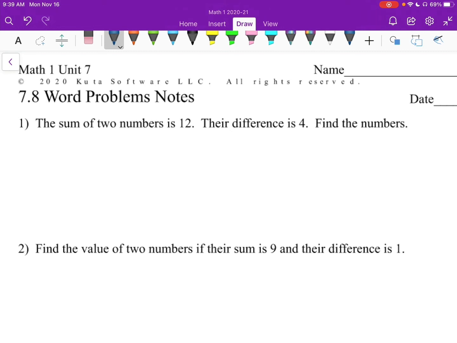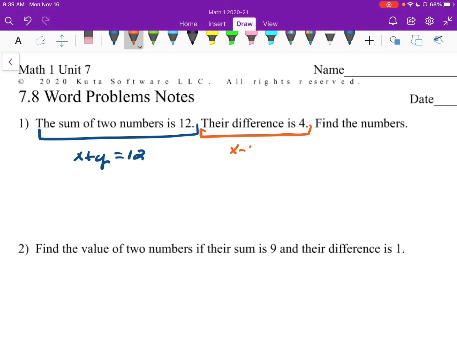All right, number 1, the sum of two numbers is 12. Two numbers added together is 12, so x plus y is 12. Their difference is 4, so x minus y is 4. And then we're supposed to find the numbers. So here are my two equations. Let me rewrite them here. X minus y is 4. And I just need to solve those.